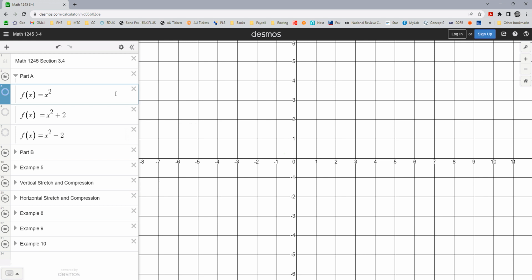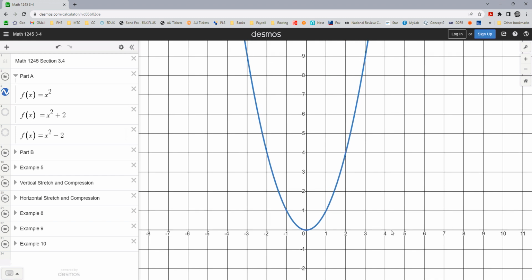So pop out over here into Desmos. We have our x squared, and we see that's our standard graph that we expected. It goes through the origin at 0, 0. We have a point here at 1, 1, and negative 1, 1. Then at 2, we've got 4. At 3, we've got 9. And we have the other side as well.